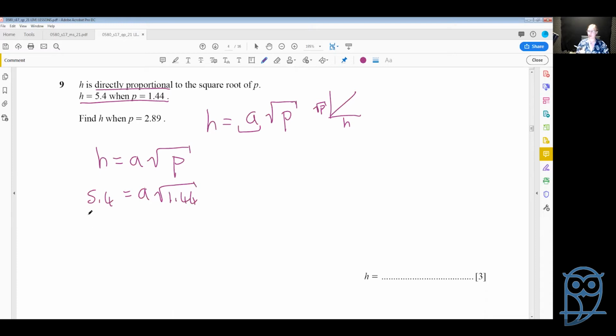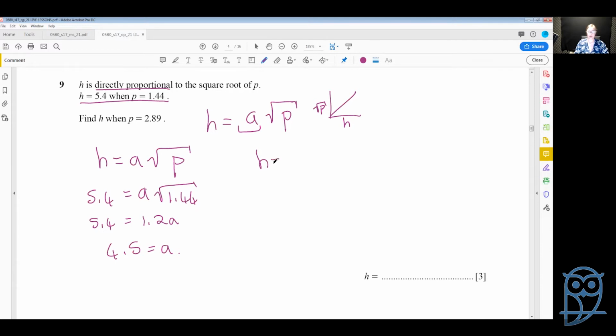I will get to the question of number 7 right after I finish this number 9. Okay. So here we need to simplify this. So our root of 1.44 is 1.2. So we have 1.2a on this side and 5.4 on this side. So we go divide them out, and then we get 4.5 is our a value.